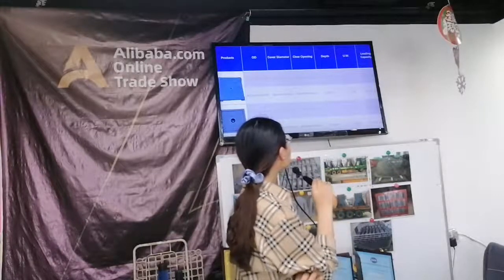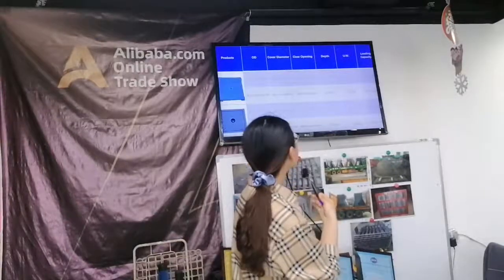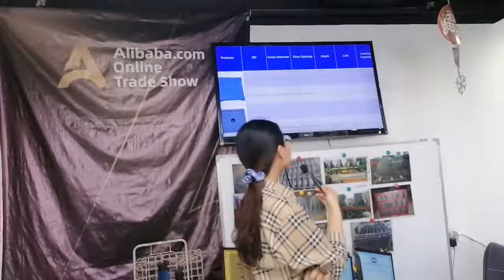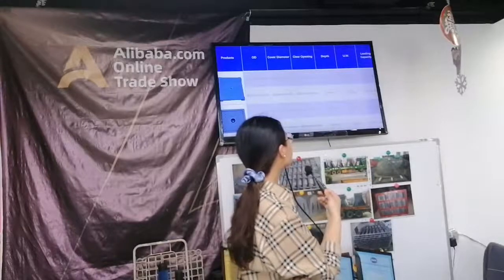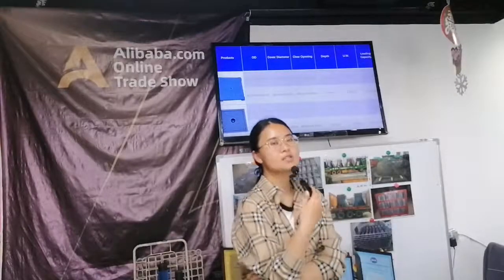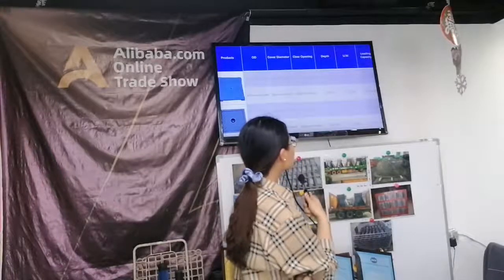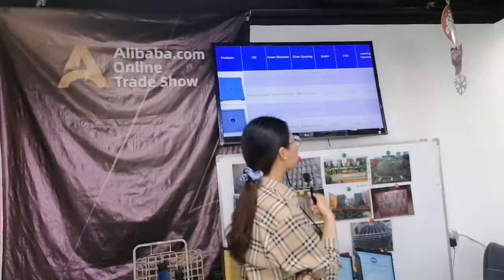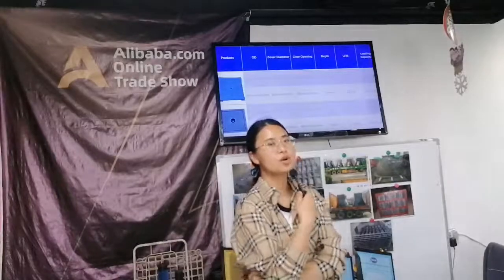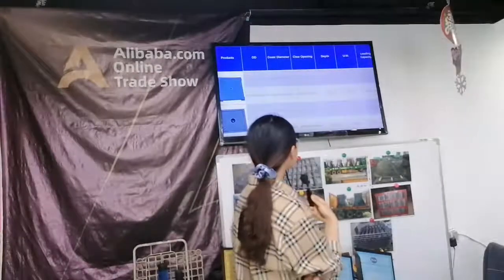Another one. For this one, the outer diameter is 400 millimeter. The cover diameter is 380 millimeter. The clear opening is 340 millimeter. The depth is 25 millimeter, and the unit weight is about 12.5 kilograms.